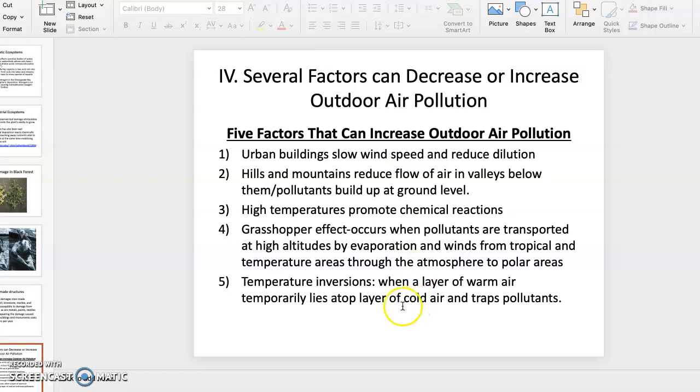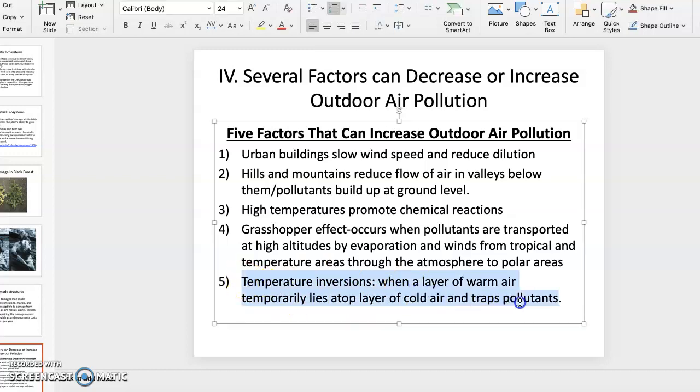And then temperature inversion. This is where a layer of warm air temporarily lies atop a layer of cooled air and traps pollutants. This is a big thing to know. If you need to really remember anything from one slide, this is the thing you need to know from this slide. Temperature inversion is a big deal in the AP exam.